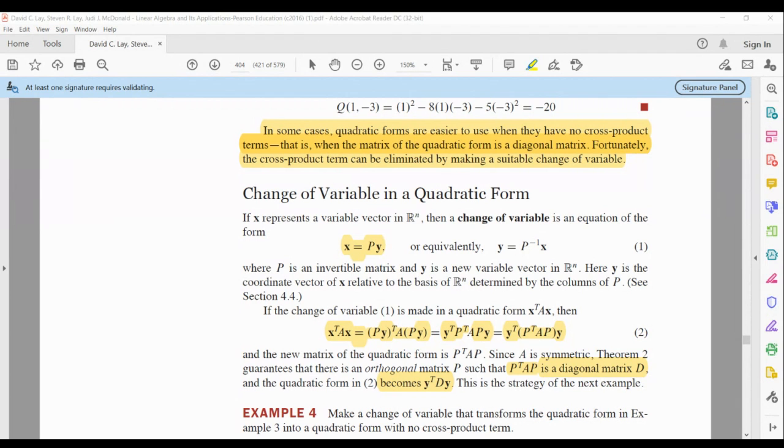Who's feeling reasonably comfortable? Okay, good, Eleanor, good, Olivia. Excellent, excellent.